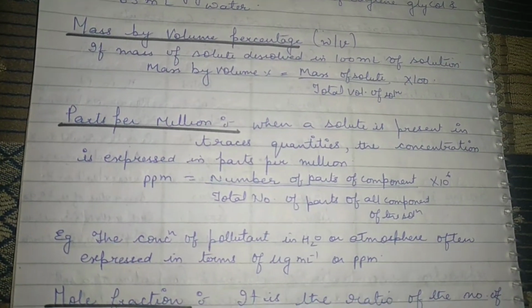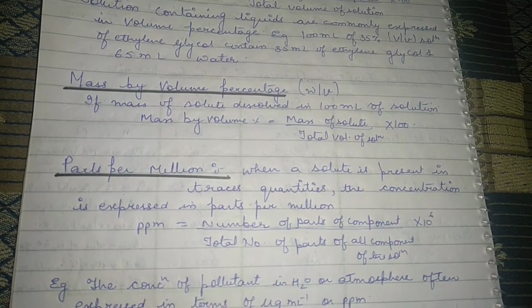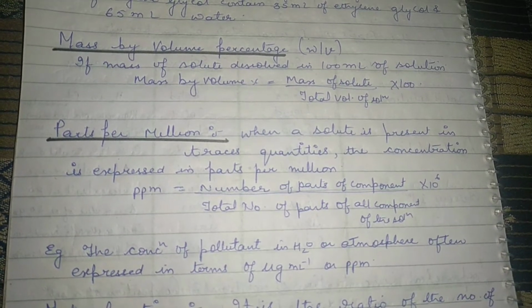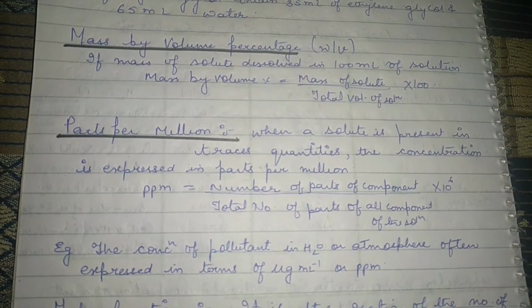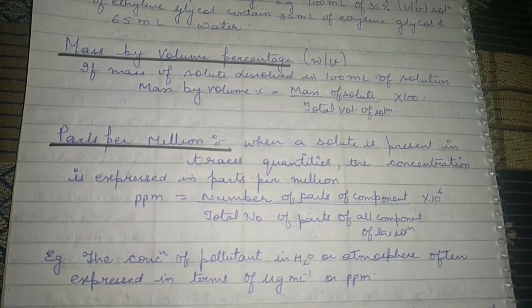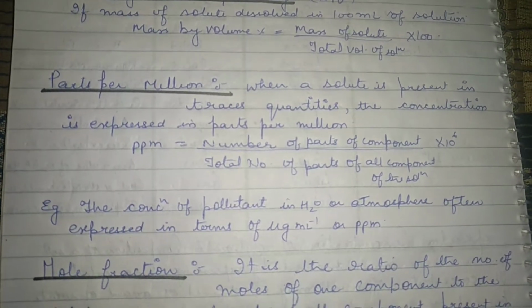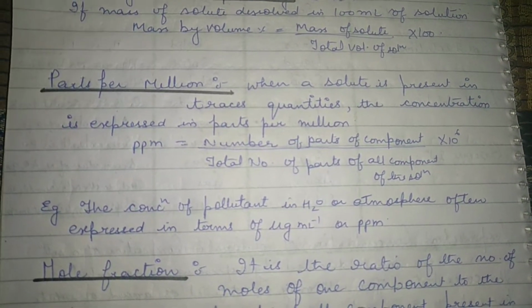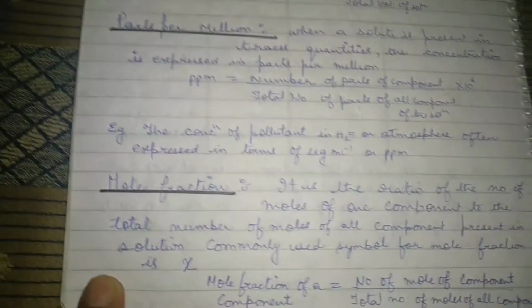Now coming on to the next one, that is parts per million. When a solute is present in a trace quantity, the concentration is expressed in parts per million. So we can define it as the number of parts of a component upon the total number of parts of all components of the solution into 10 to the power 6. For example, the concentration of a pollutant in water or atmosphere is often expressed in terms of microgram ml inverse or ppm, that is called parts per million.